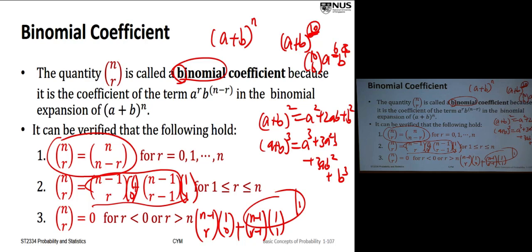The last one, when R is less than 0 or R is bigger than n, this binomial coefficient is not defined. Think of it, how can you have the coefficient of a to power 11 times b, whatever that you have here? There's no way that you can get it from 10. You only have 10 factors. Each one you choose a, you get a to power 10. You won't get a to power 11. So that's what it means, all right?